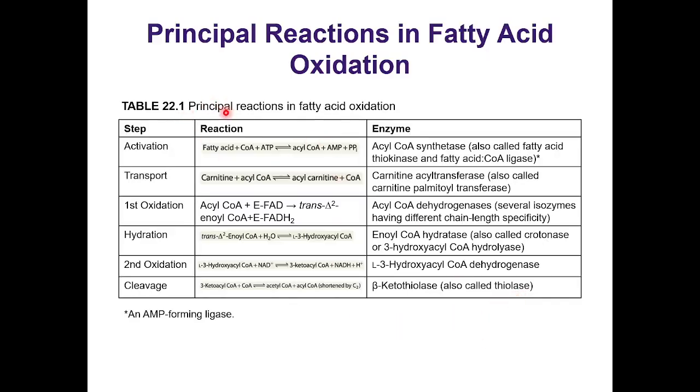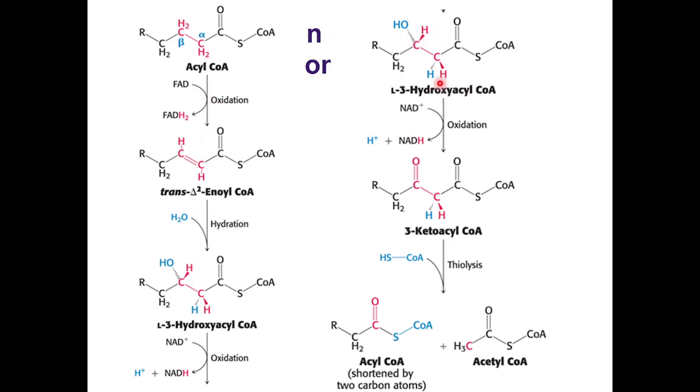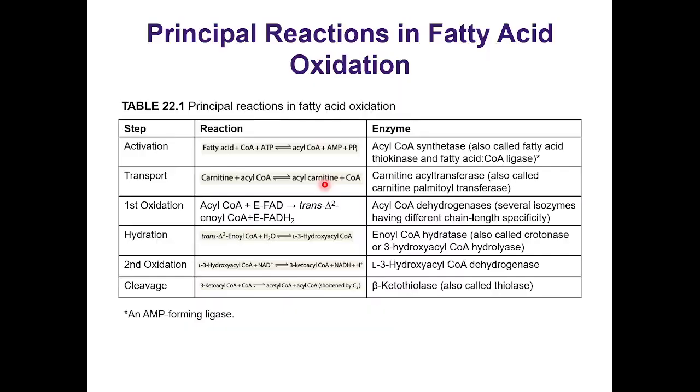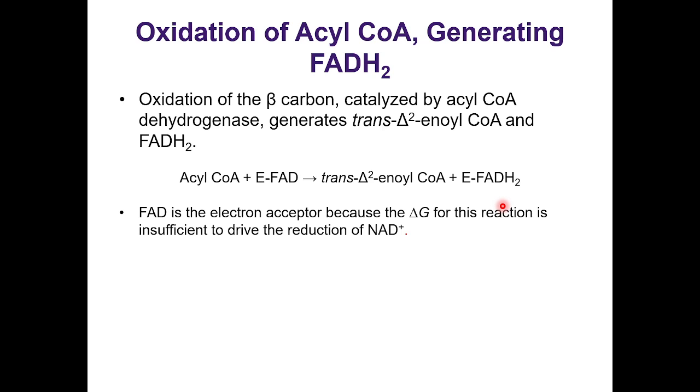So again, these are the principal reactions in your fatty acid oxidation. And again, we have the activation here, transport, first oxidation, hydration, second oxidation, cleavage. These last 4 being the 4 that are right here that we just went through. These being those ones we had led up to this, right? So the oxidation of your beta carbon is going to be catalyzed by the acyl-CoA dehydrogenase. This is going to generate the trans delta 2 enoyl-CoA and the FADH2.